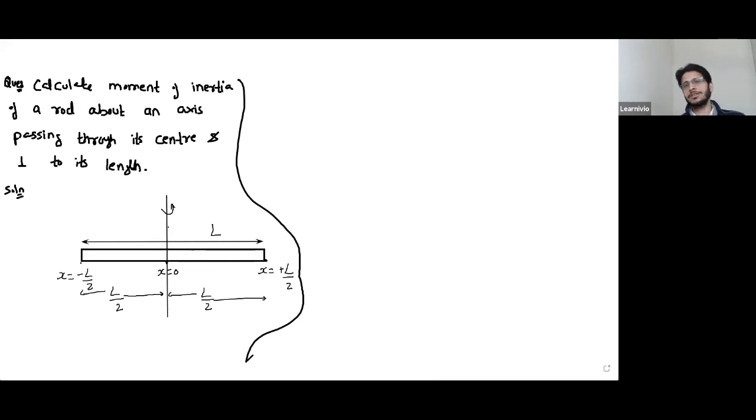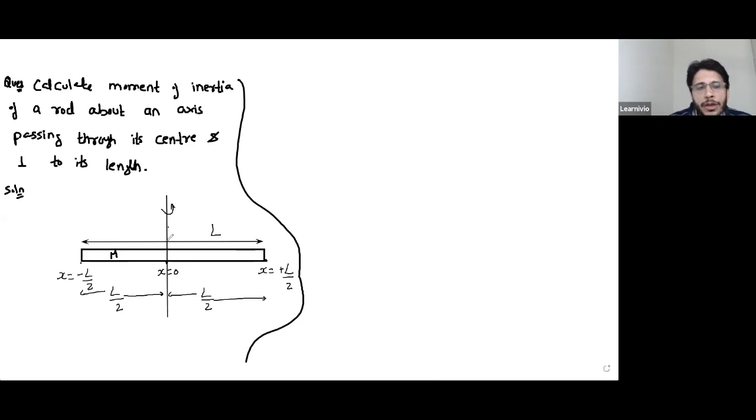So this is the system which is given. The rod is not a discrete distribution, so you cannot use addition to calculate moment of inertia. This is the rod, the length of the rod is capital L. Let's say the mass of the rod is m. You are supposed to calculate the moment of inertia of this rod about an axis which is passing through the center, and the axis is also perpendicular to the length of the rod.